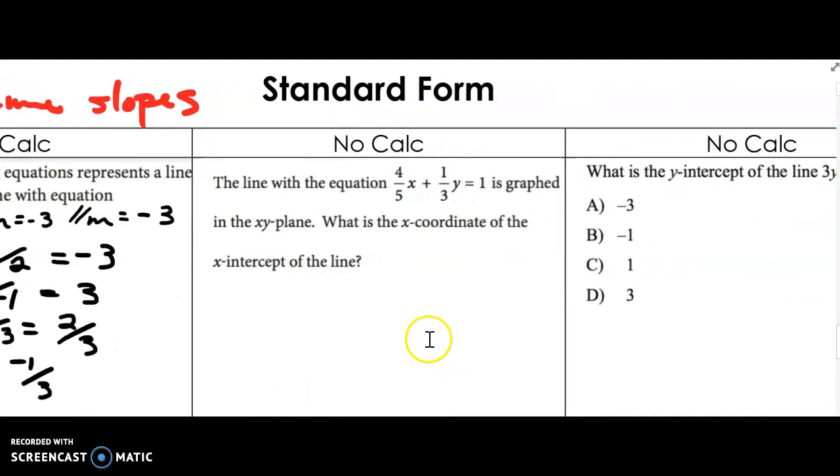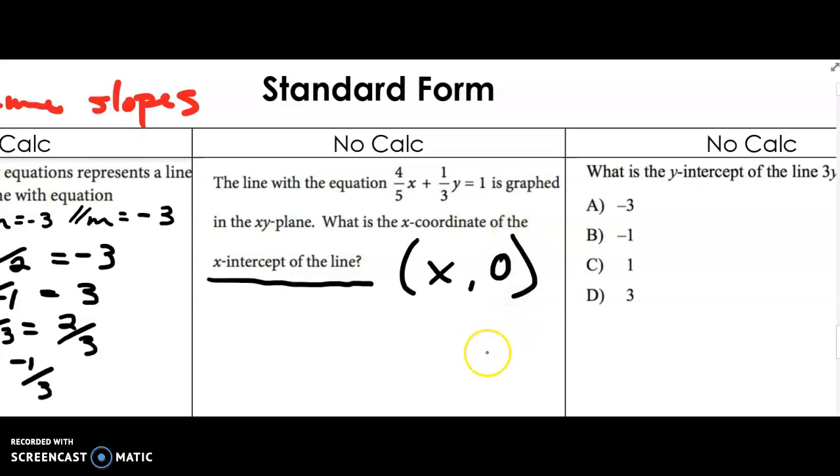Let's talk about question number 2. The line with this equation is graphed. What is the x-coordinate of the x-intercept of the line? When we are looking for an x-intercept, that means we have some number for x, and our y value is 0, which means we're going to use the cover-up method, because when we plug in 0 for y, this part of our equation goes away, and what that means is we are just solving this equation, 4/5 x equals 1.